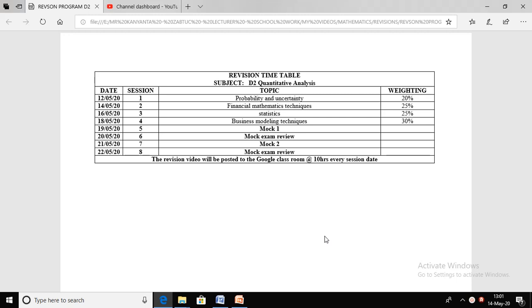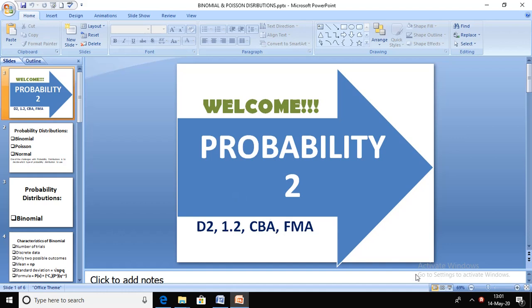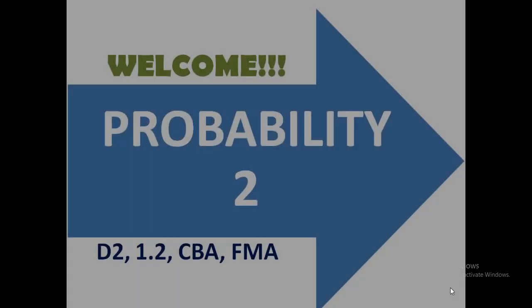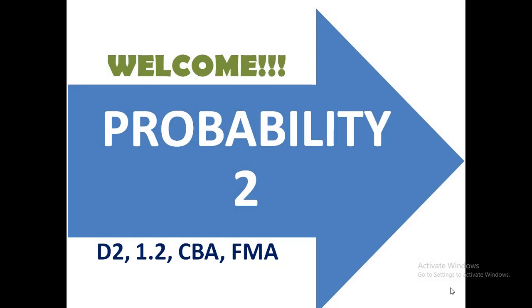I told you that I'll break down probability into 3 different parts, and that means 3 different videos will be done on probability. The first video we did was talking about normal probabilities. The second video, this very video we are doing, is about binomial and Poisson probabilities, and the last video will be talking about simple probability concepts. So let's go into the heart of things and begin to look at probability distributions, Poisson and binomial probabilities.